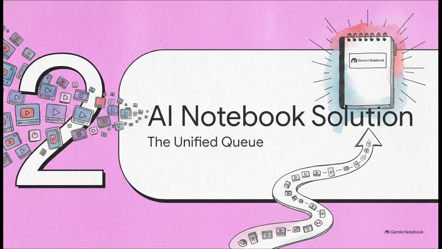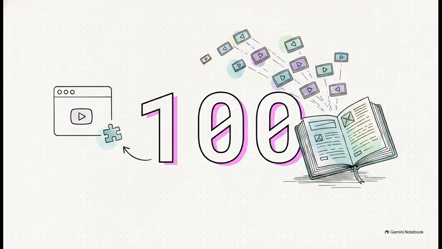Which brings us nicely to part two, the AI notebook solution, and building that unified queue. So this whole solution centers around creating that master queue within Google's AI research assistant. You might know it as NotebookLM, but it's now called Gemini Notebook. Instead of making separate little notebooks for every single video, you just create one master watch later notebook.